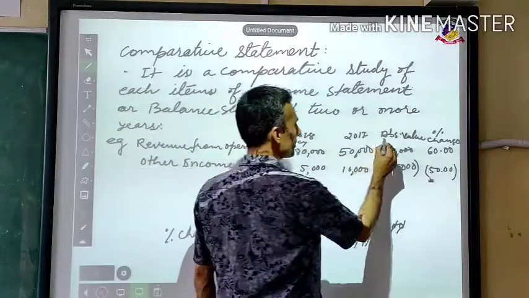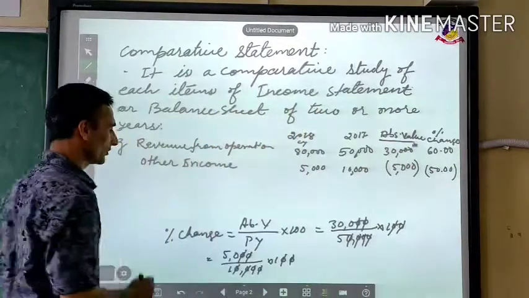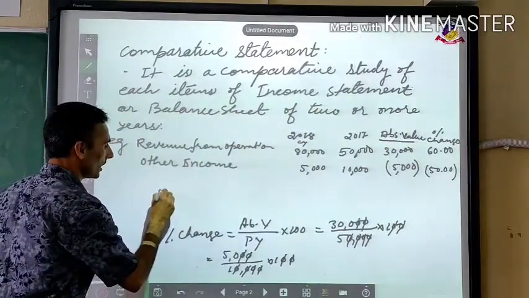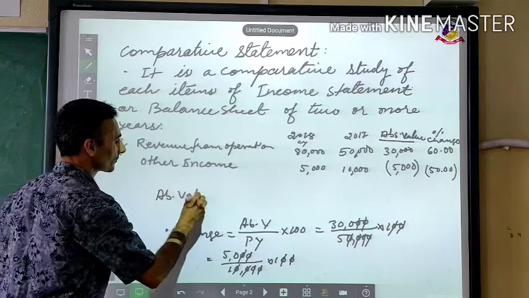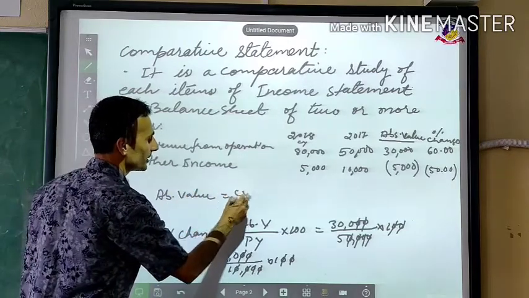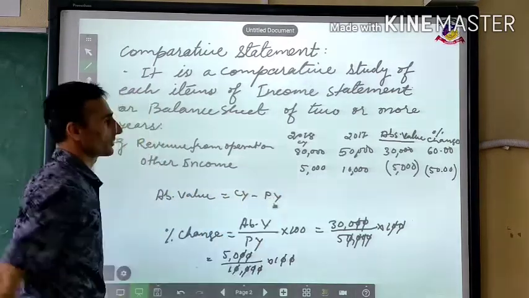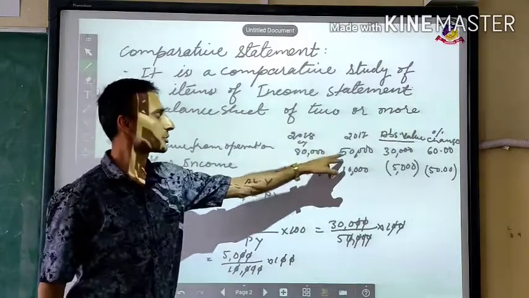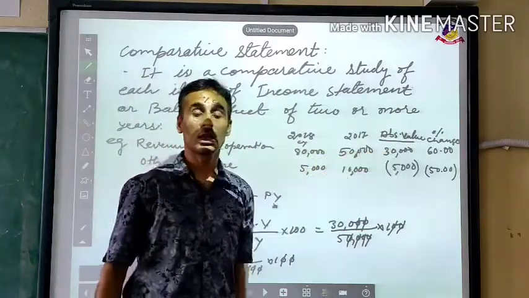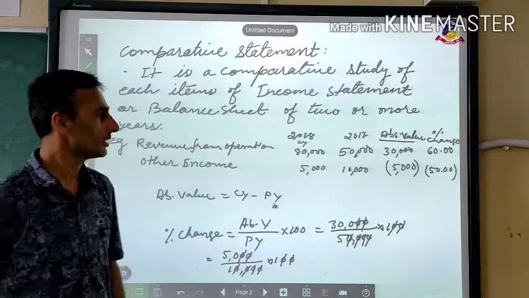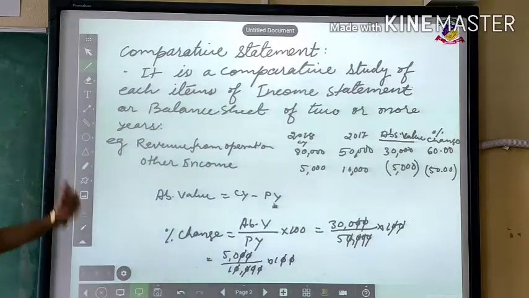Now this is the absolute value. How do you find the absolute value? See now, the absolute value will be calculated this way: current year minus previous year. That means current year value minus previous year value will give you the absolute value or absolute figure. Now these are examples taken from the income statement.